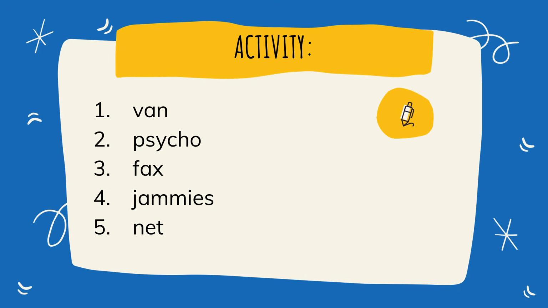Now, I have here 5 clip words. These are words that already went through the process of clipping. Can you determine what the original versions of these words are? What do you think are the longer versions of these words? Number 1 is van. Number 2, psycho. Number 3, fax. Number 4, jammies. And number 5, net. Pause this video if you need more time to think of your answers.